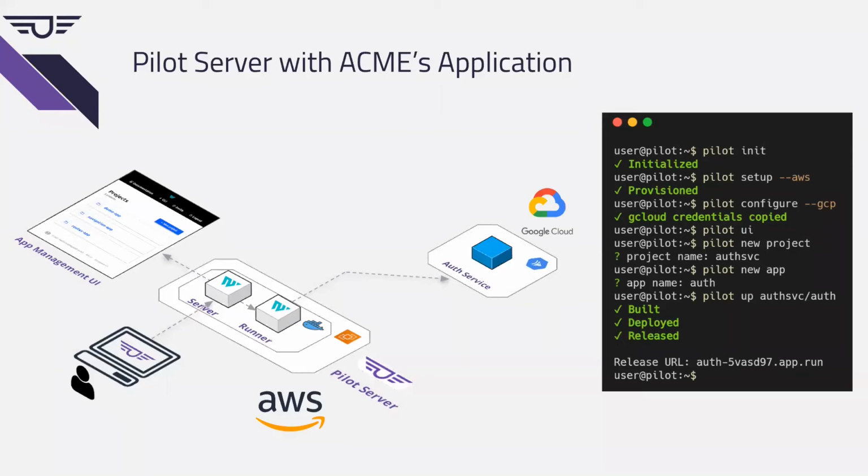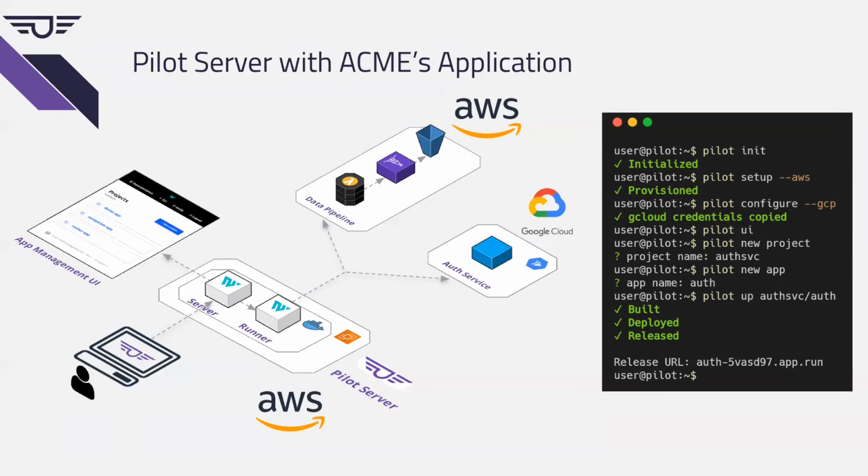Since the Pilot CLI and the Pilot server are already set up to deploy the data pipeline service, they can just start from creating a new project in the Pilot server and deploy with Pilot up. As you saw, ACME was able to easily deploy to multiple cloud providers. All they had to worry about was extracting each service into their own standalone applications, and Pilot did the rest. And by using Pilot, they own the cloud resources that their services are hosted on.